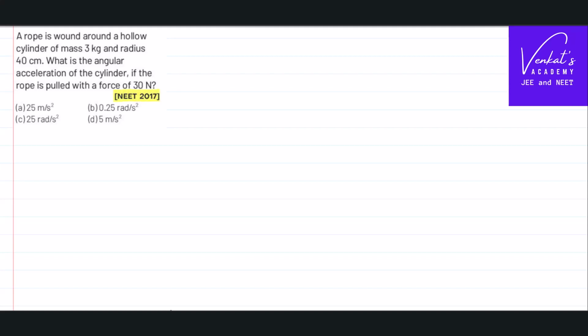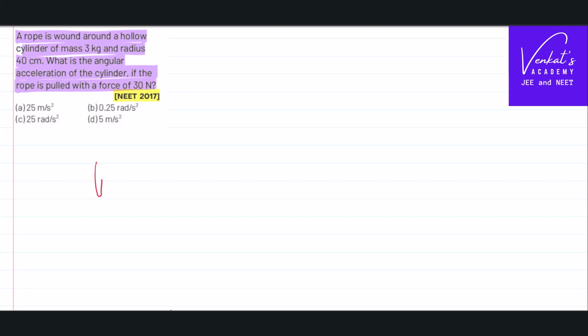This is the NEET 2017 question. The question goes like this. A rope is wound around a hollow cylinder of mass 3 kg, 40 cm radius. What is the angular acceleration of the cylinder if the rope is pulled with a force of 30 Newton? Let us try to understand what he is saying, what he is giving for you.